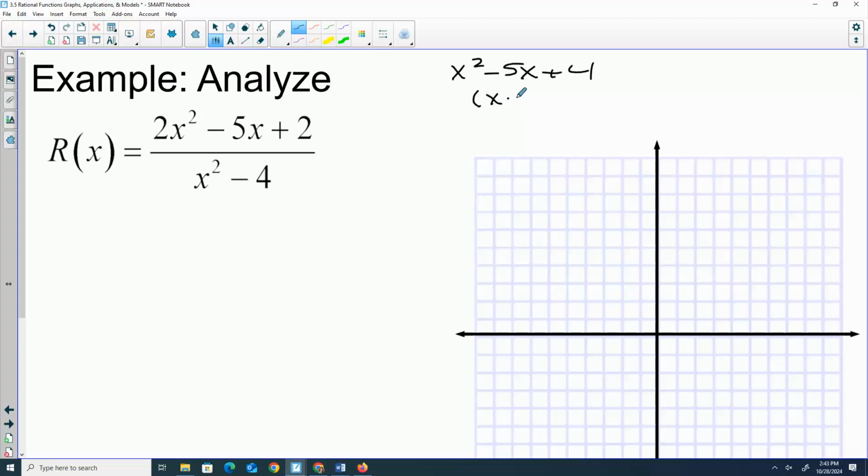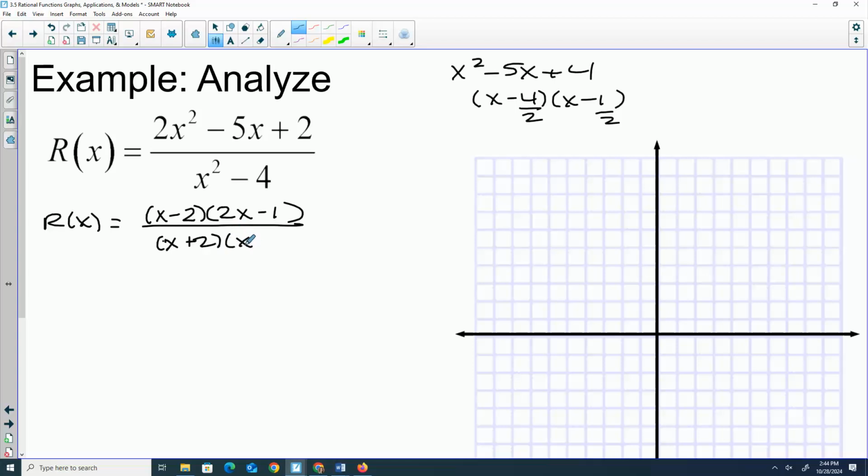Okay, so that would be x minus 4, x minus 1, divided by 2x minus 1, x minus 2. X squared minus 4 would break into x plus 2, x minus 2. What happens? The x minus 2's cancel.